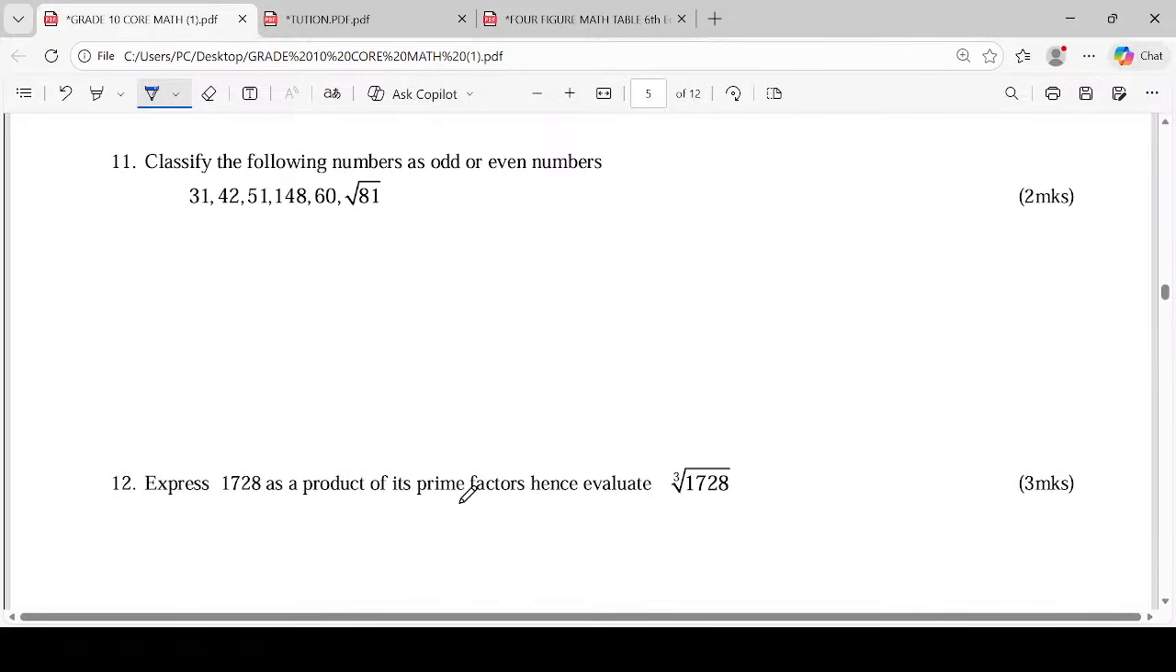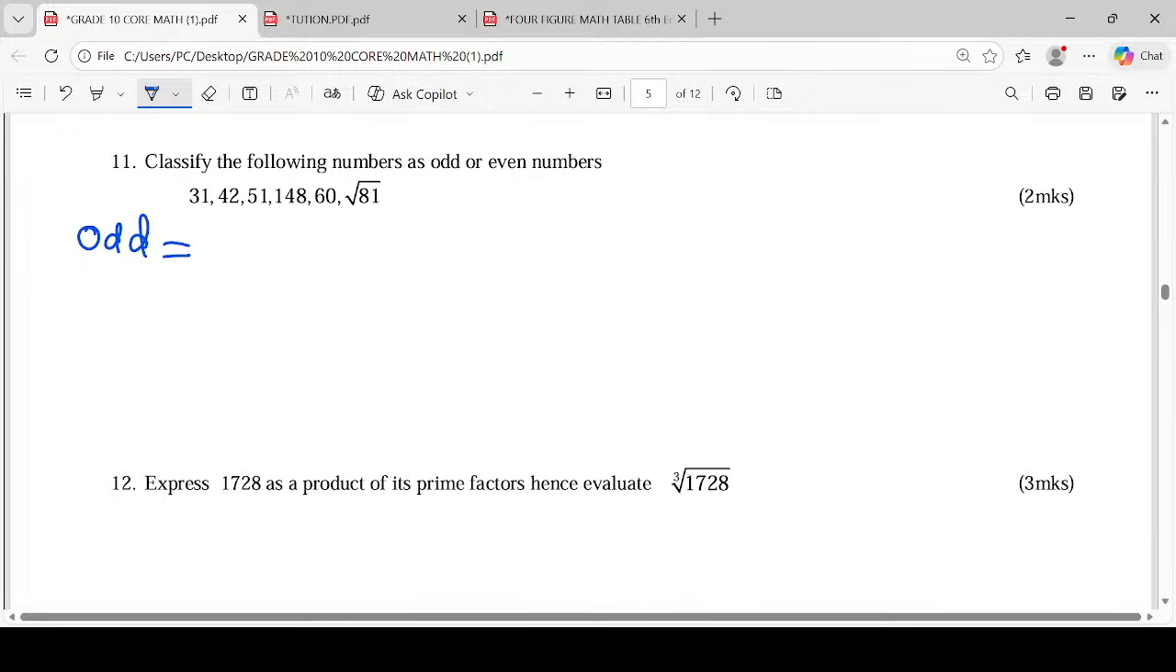An odd number is a number that is not divisible by 2, while an even number is a number that is divisible by 2. Any number that ends with a 0, a 2, a 4, a 6, or an 8 is an even number. But any number that ends with a 1, a 3, a 5, a 7, a 9, that one is an odd number. So let us start by listing odd numbers first.